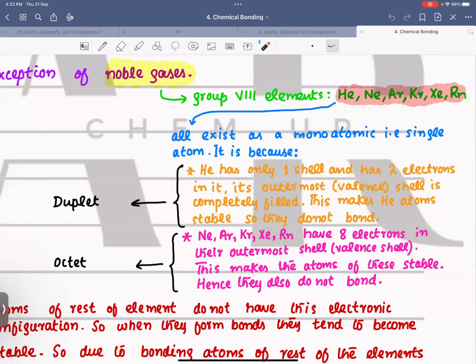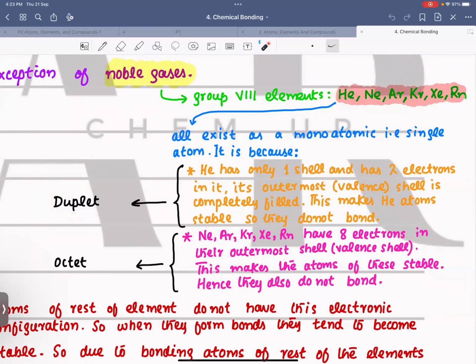that all these atoms exist as monoatomic. Monoatomic means these elements exist as a single atom, which means that they are not bonded. The reason behind this is, when we talk about helium, it has one shell, and that one shell becomes its outer shell, and it has two electrons, which means it has a duplet in its outermost shell, and there is no need of any other electron in that shell because it is already completely filled. So that's why it does not bond.